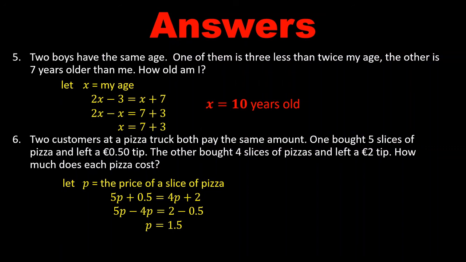It's not the number of pizzas. It's not the weight of a pizza. It's a price in euros. So let's make sure we give our answer in the correct format. P is equal to €1 and 50 cents. We always give money to 2 decimal places, not to confuse this with €1 and 5 cents.